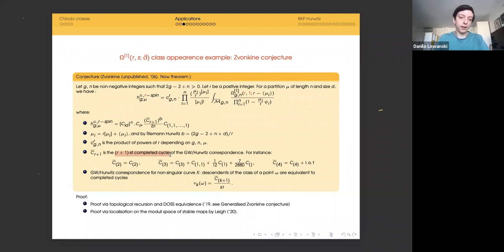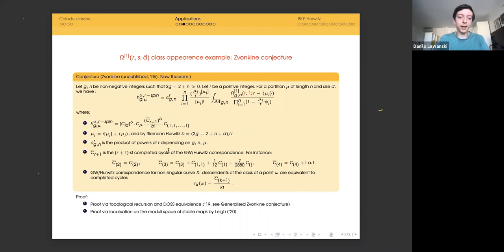So completed cycles are called like that because they are what you expect. The r plus first completed cycle is indeed equal to r plus 1 sheets of the cover that come together in one point. So that's the leading order. But in fact, you have a correction tail with genus defect. For instance, if r is equal to 1, you have no correction at all. But already if you have r equal to 2, you have a correction with some weird coefficients. And in general, you will always have the leading term equal to what you expect plus lower order terms.